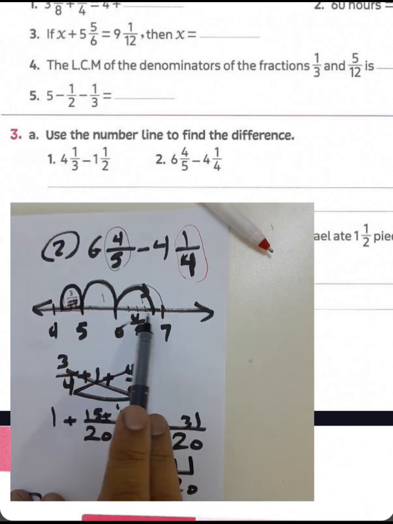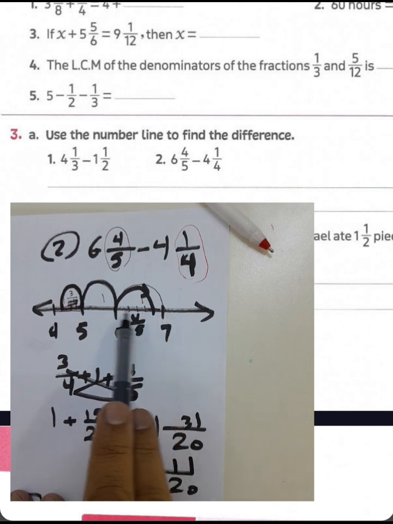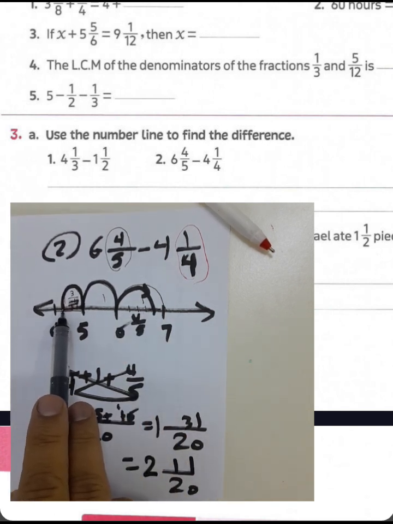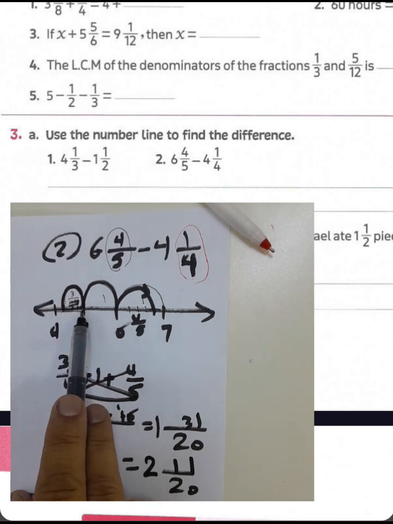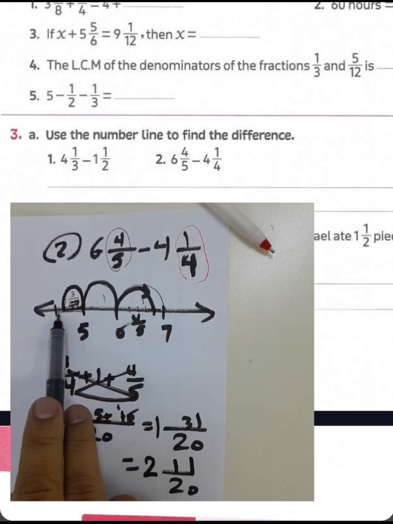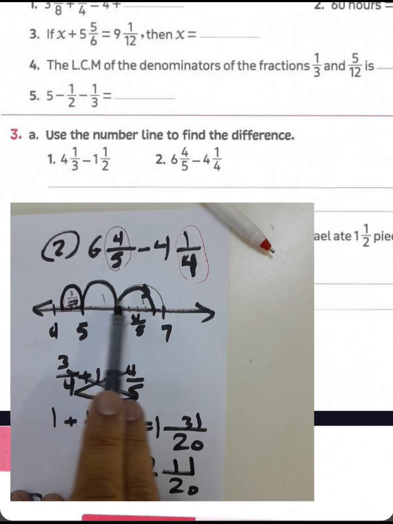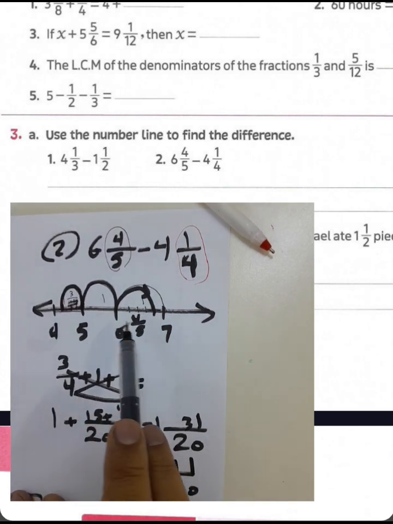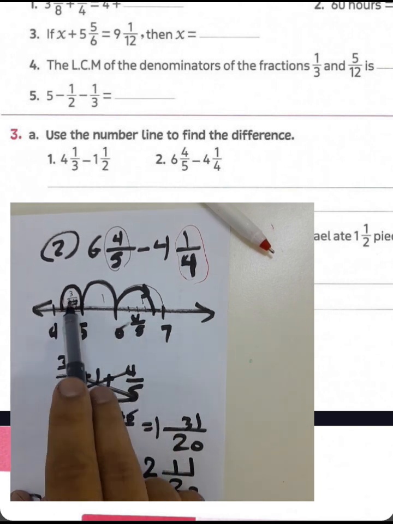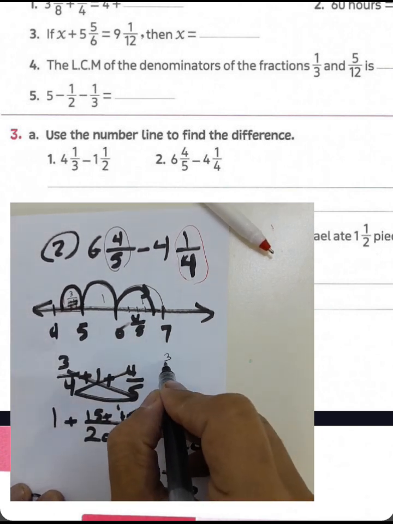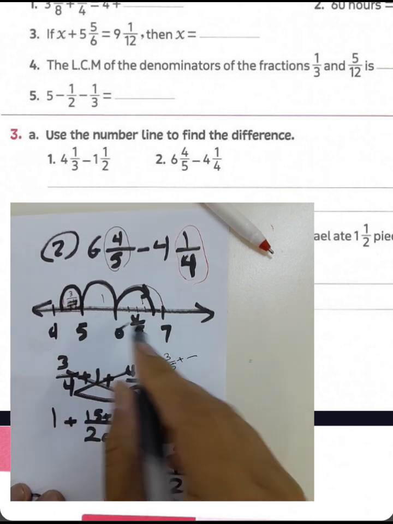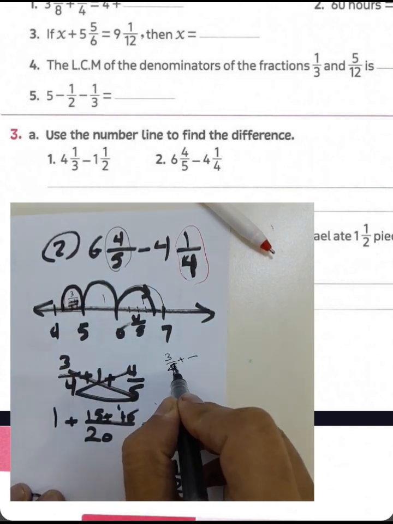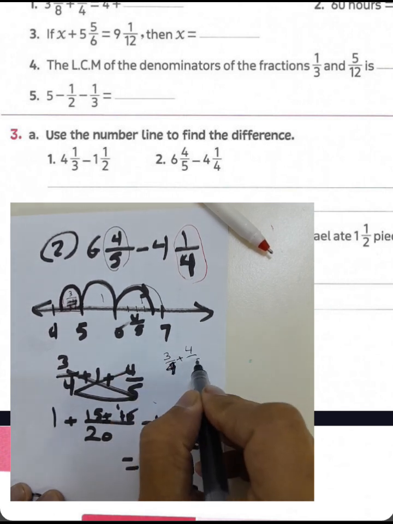We can divide this part from 6 to 7 into 5 parts: 1, 2, 3, 4, 5. Coming here, beginning from 4 and 3 over 4 to 5, we have 1 part out of 4 parts. Then we have going to 4 over 5 here. Then we have here 4 over 5 plus 1 plus 1 over 4. You can add 3 over 4 plus 4 over 5.